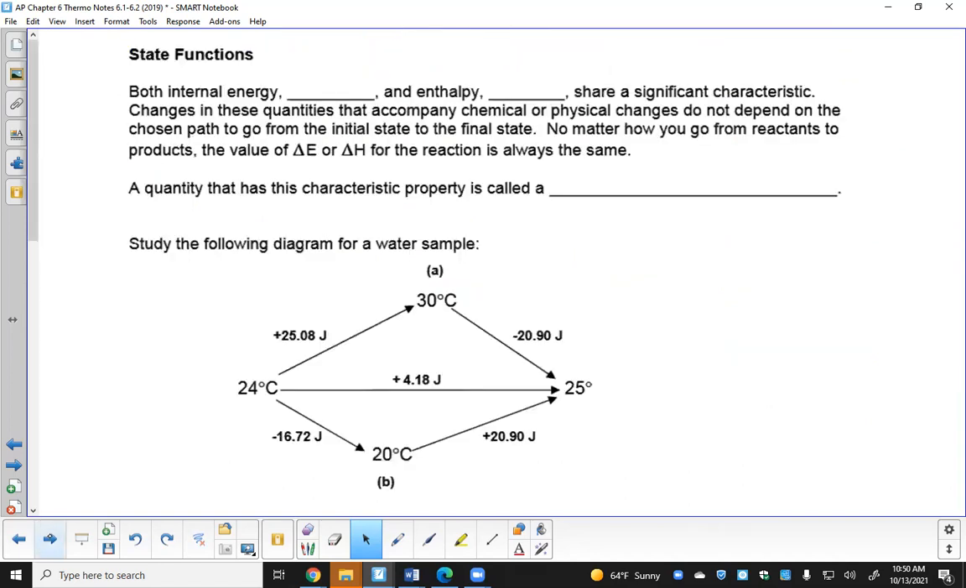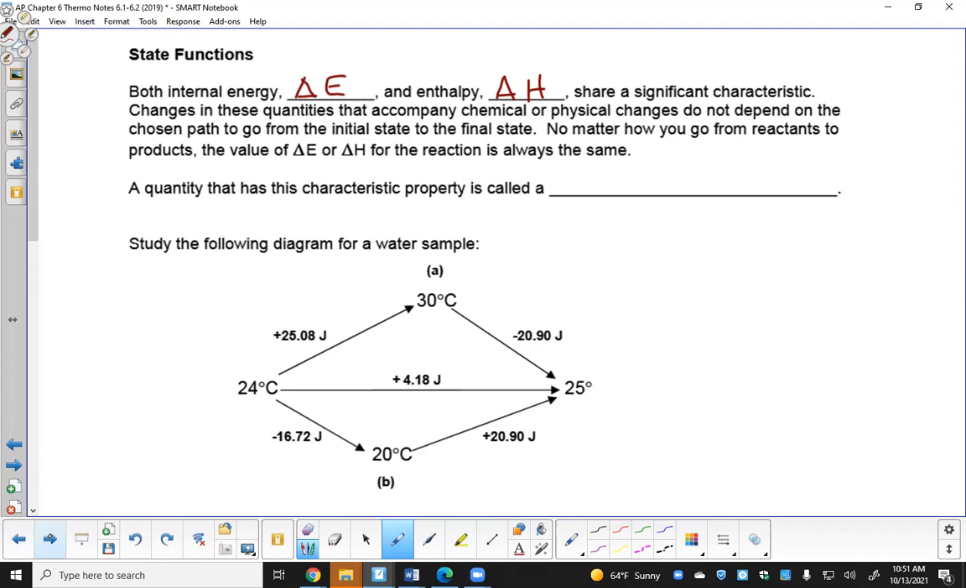All right. Last thing in section 6.2 refers to this idea of state functions. And state functions is how we start up the next section. So let's take a look at this. Both internal energy, which is a little bit on day one, College Board isn't going to really play around with it too much. They're not so concerned about delta E anymore. But both internal energy and enthalpy share a significant characteristic. Changes in these quantities that accompany chemical or physical changes do not depend on the chosen path to go from the initial state to the final state.